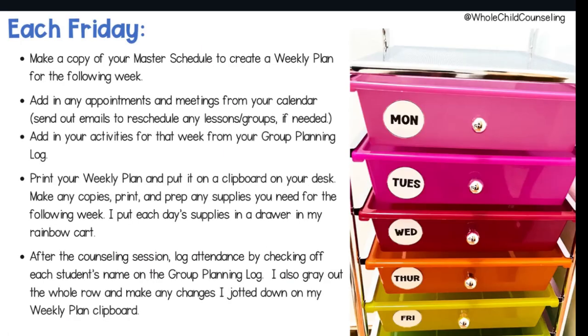And then this is my rainbow cart, and I do have free copies of these labels for you on that organization blog post. I take my master schedule and make a copy of it digitally to create my weekly plan. Then I look at my Google Calendar and add onto my weekly plan any appointments or meetings I have. If I have to reschedule any groups or lessons because there's an IEP meeting or something, I do it at that time. And then I pull the lessons from my binders and put them in the drawer. Like for my Monday group, it was that perspective taking lesson. It goes in there.